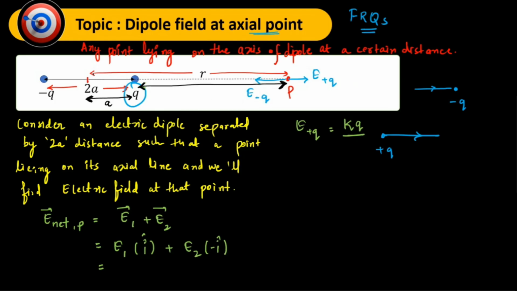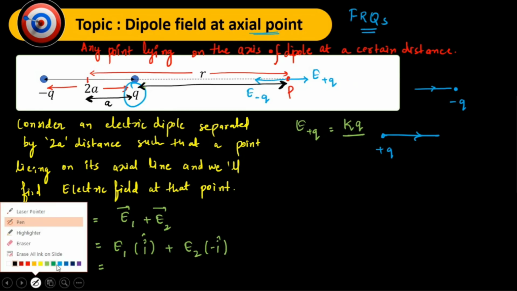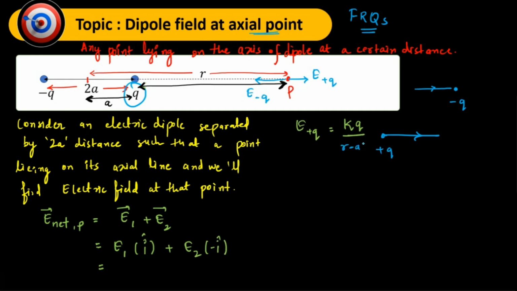R is the distance from the center of the dipole to this point P. R minus A. Exactly, R minus A. So it is going to be KQ over R minus A whole square. Similarly, if you have to write E due to the negative charge, it is again KQ over R plus A whole square, because from this negative charge to this point P, the distance is going to be R plus A. So we'll simply add R and A.